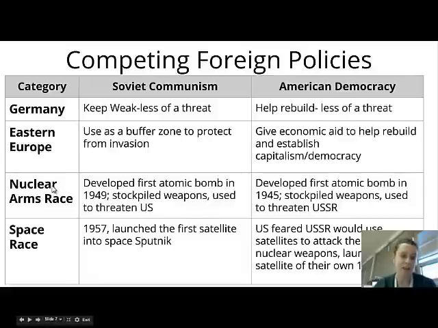We're going to continue talking about the nuclear arms race and the space race, but here's some really brief ideas behind the differences. The US developed the first atomic bomb, however, the Soviet Union developed one shortly after. They both really stockpiled those weapons to threaten each other. And then you have the space race, in which they're both attempting to reach the moon and put out satellites, and you can see the US is only a year behind the Soviet Union there.